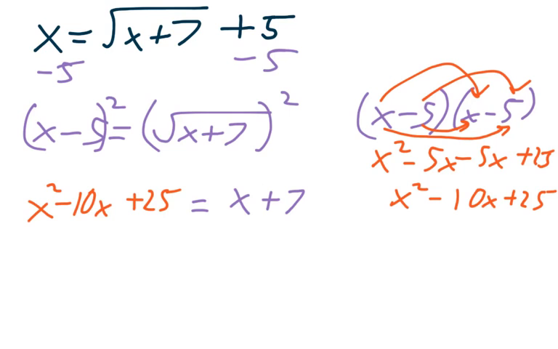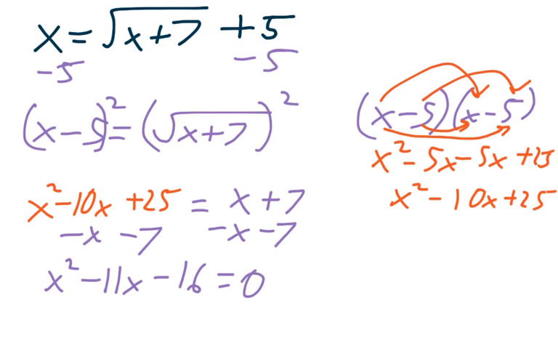And so now we have these two things together. Now, of course, when we have a quadratic to solve, we need to set one side equal to 0. 25 minus 7 turns out to be 16. I mean, 18.